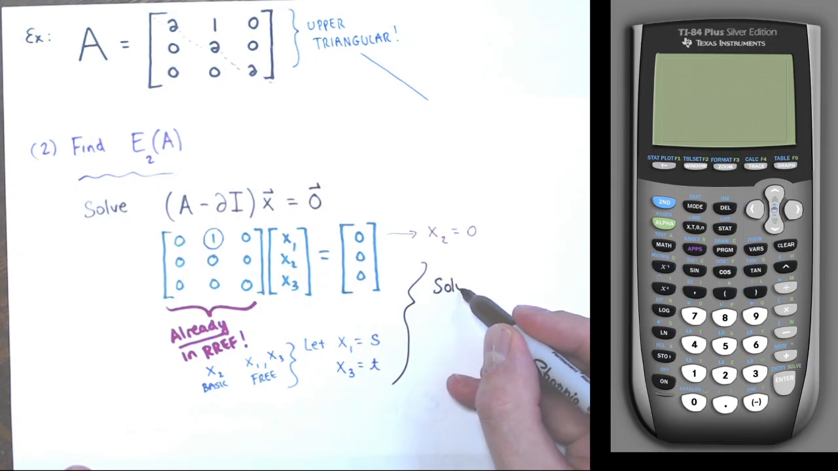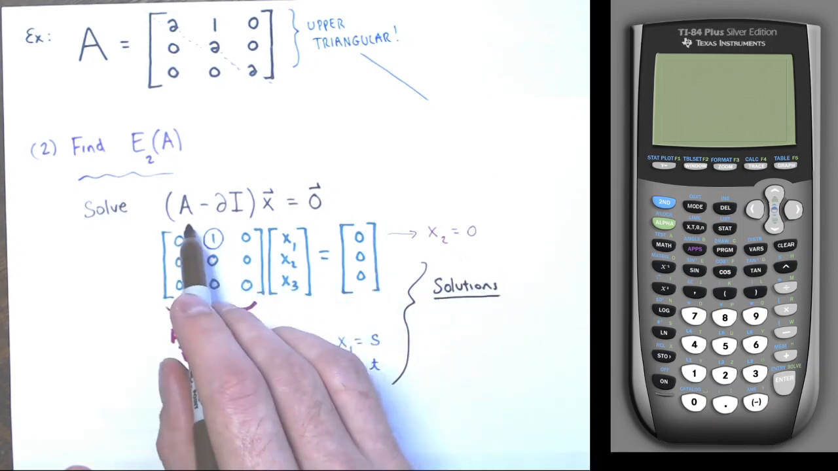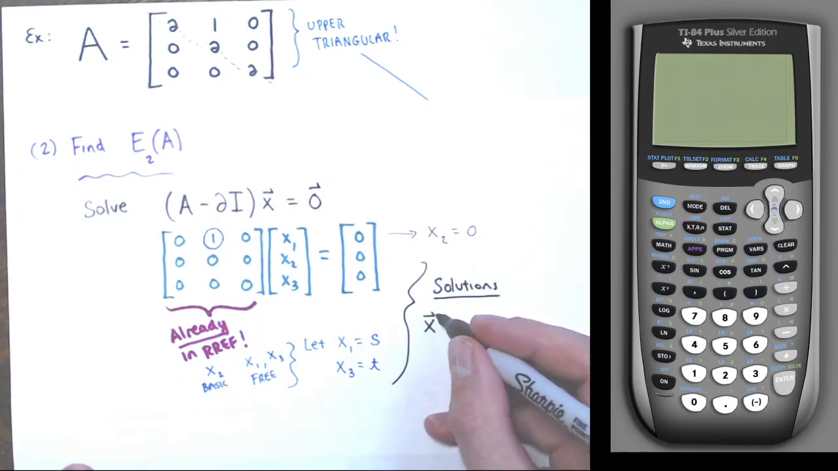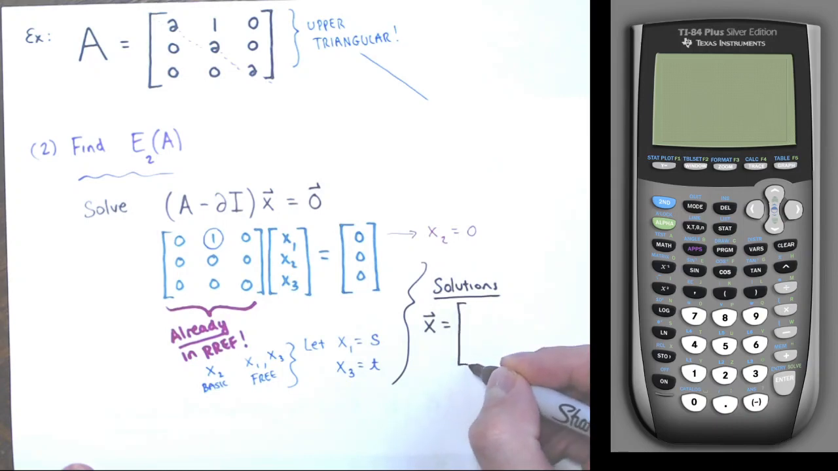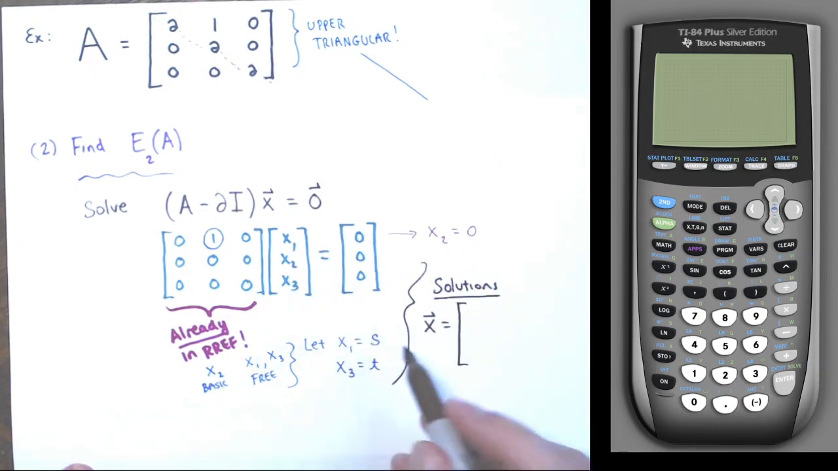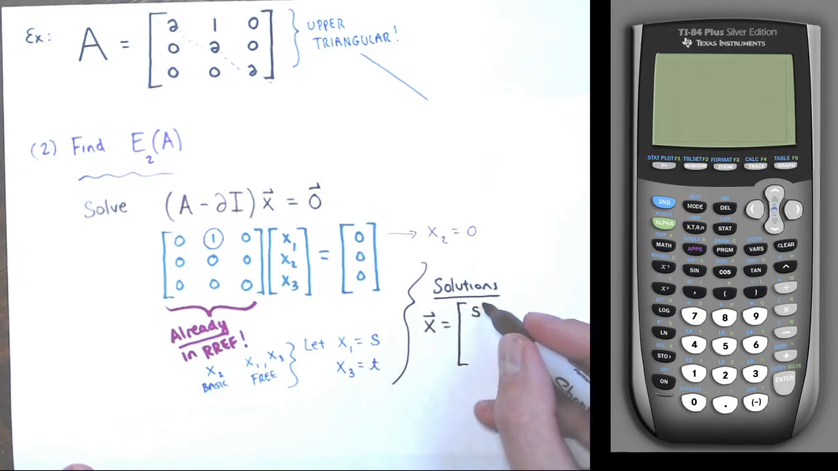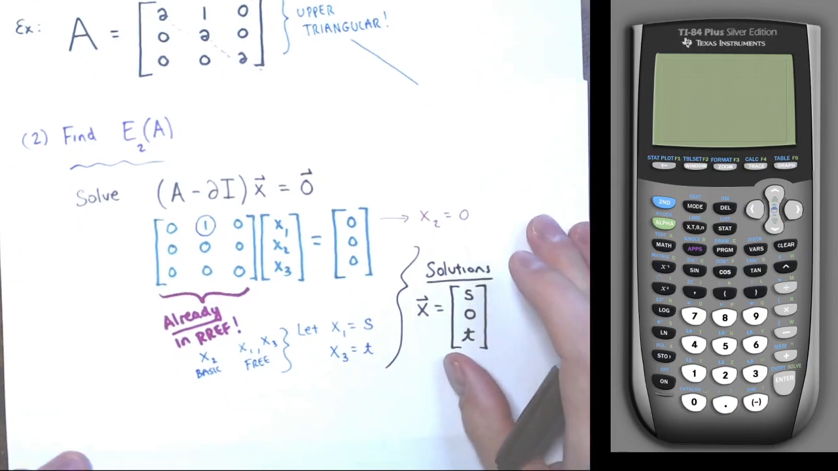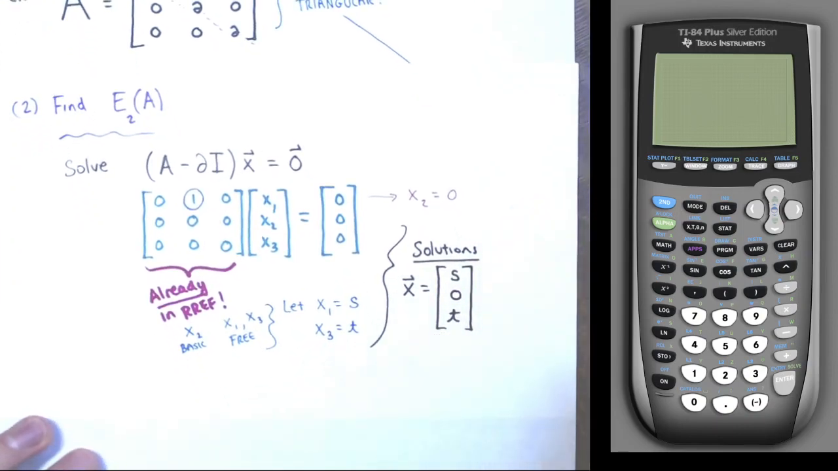Alright, so putting all this together, the solutions of this equation, A minus lambda I, A minus 2I times x equals 0, I can replace the vector x with some vector with 3 components, right? x1, x2, x3, where x1 is some number s I choose, x2 is always 0, and x3 is the number t that I choose. So 2, 0, 5, or negative 8, 0, 100, or 5, 0, 1, whatever. I choose something for s, something for t, and the second component is always 0. You have a solution.